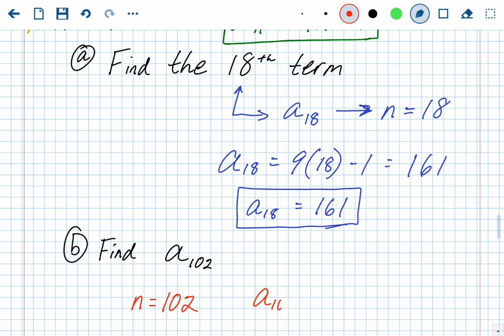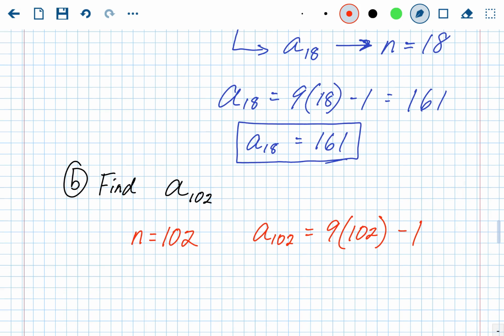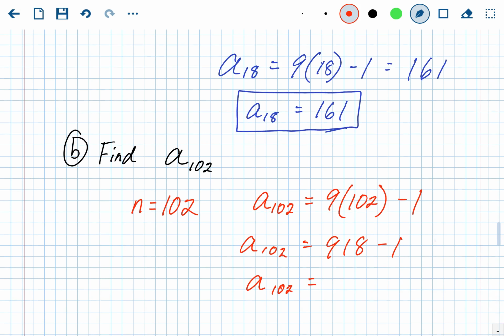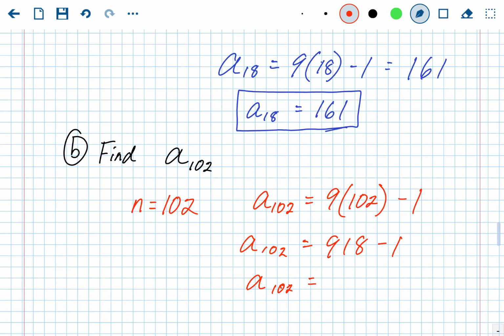So a sub 102 is equal to 9n, so 9 times 102, minus 1. 9 times 102 is 918, minus 1. So the 102nd term in this sequence, which again started at 8 and was going plus 9, plus 9, plus 9, the 102nd term is going to be 917.